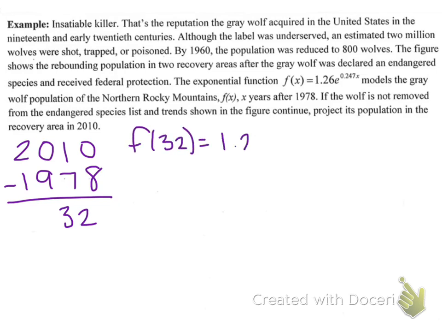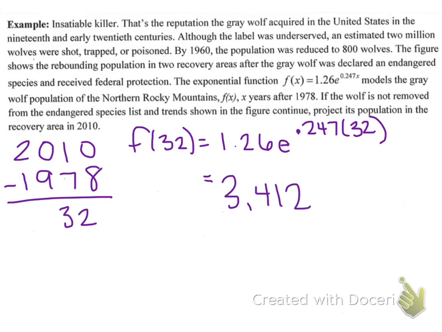So I have 1.26. E is a button on our calculator, and then we'll raise it to the 0.247 times 32. We would obviously use a calculator, so this is something you would practice tomorrow. We would get approximately 412 wolves. So for a problem like that, like I said, I spelled that wrong. You just plug it in, and whatever answer you get is the answer to the problem.